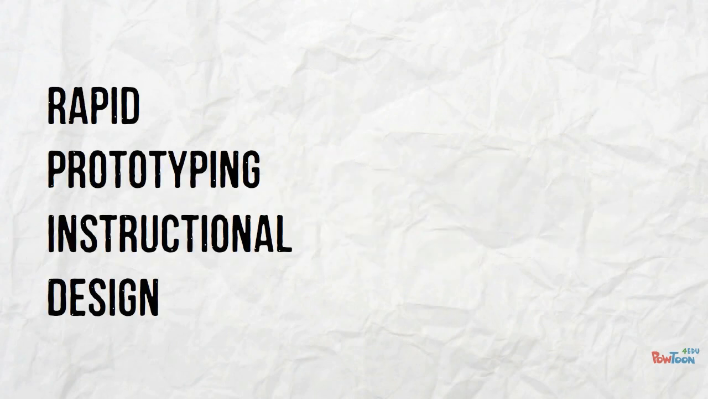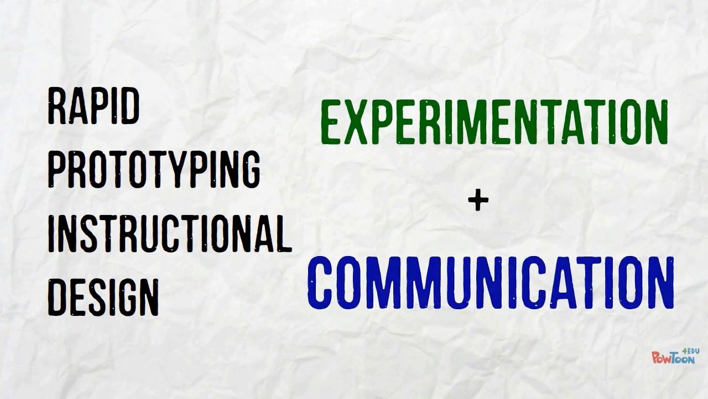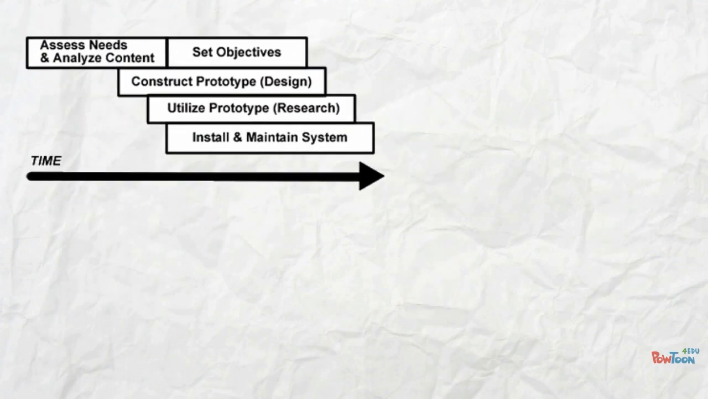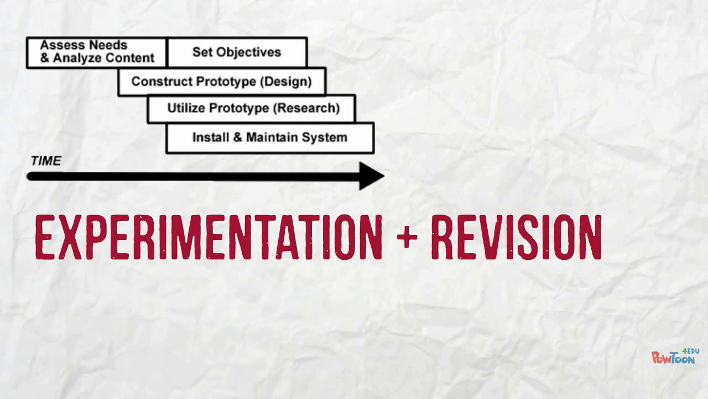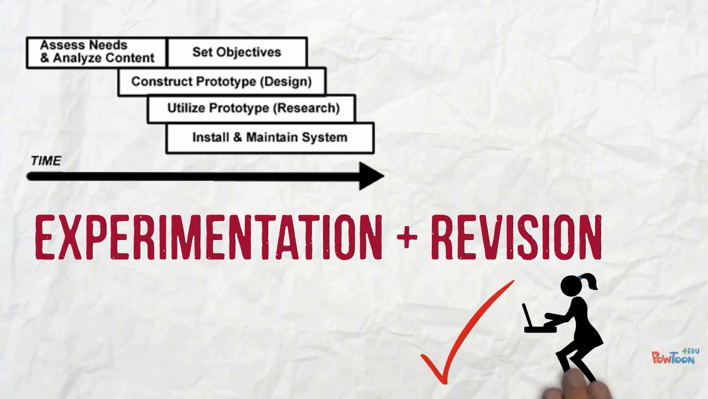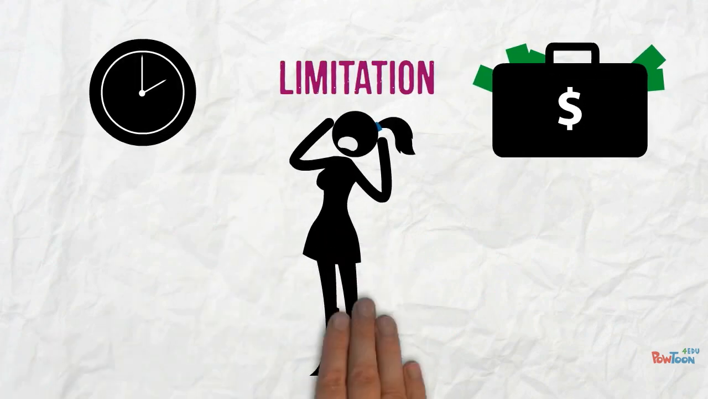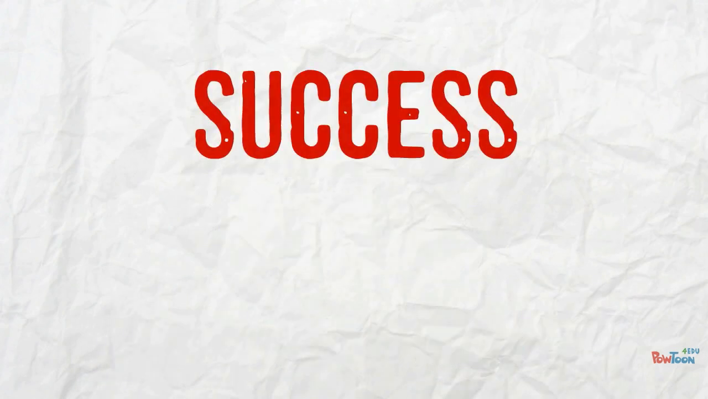In summary, rapid prototyping instructional design is a model that encourages experimentation and close communication between the instructional designer and client. While the steps of the model largely reflect a modified ADDIE framework, the importance of experimentation and revision makes it a unique approach to find better solutions. So, the next time you are faced with limitations in your time and budget, think about using rapid prototyping instructional design as a model to improve the success of your project.